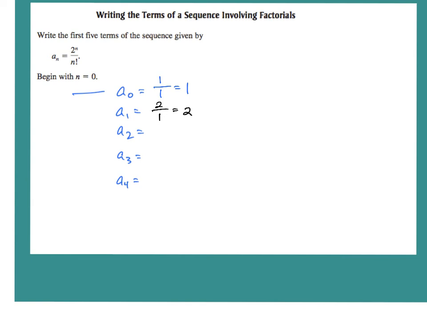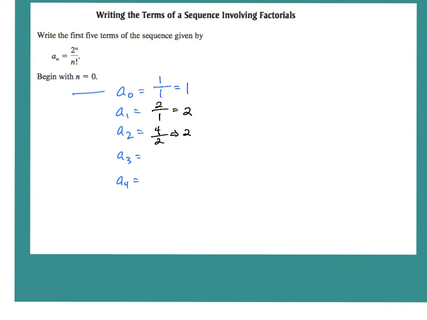And then I substitute in 2. So now I have 2 to the power of 2, which is 4, over 2 factorial. Well, that would be 2 times 1, which is 2. I can simplify this to be 2.